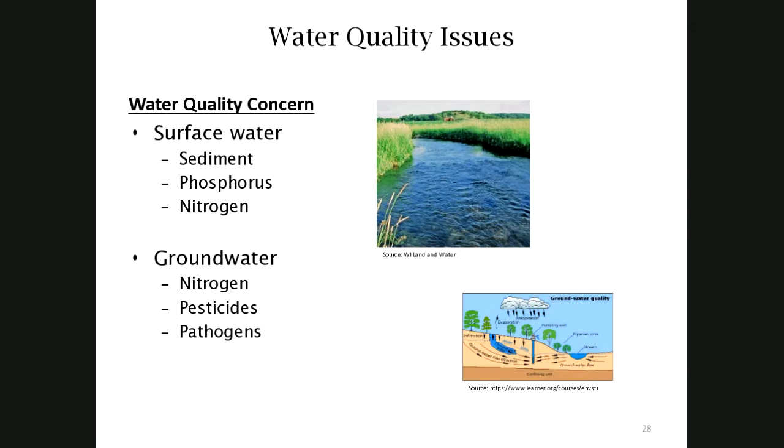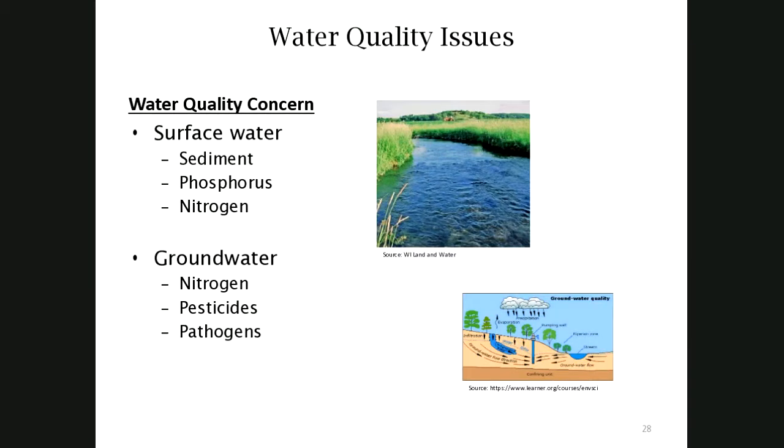So when we're looking at water quality concerns, we can split them into surface water issues and groundwater issues, right? For surface water, things like sediment, phosphorus loading, and nitrogen loading, especially from tile drainage into surface water. Those are the things we typically are concerned with for water quality on surface water bodies. And then groundwater typically is more things like nitrogen, right?